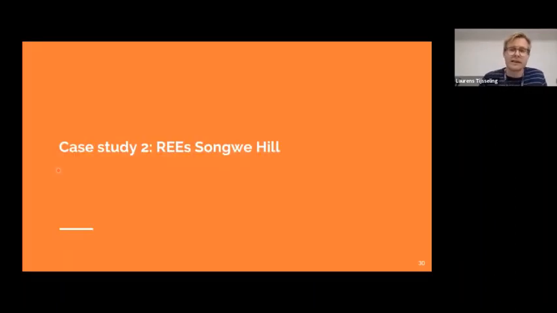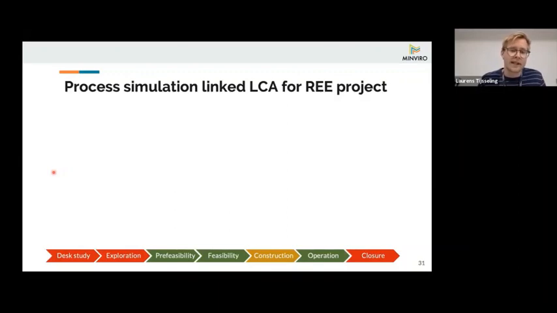Okay, so now let's move to our second case study, which is a non-operational pre-feasibility project in Malawi, looking into the production of a rare earth oxide called Songwe Hill. And what we did in this case, we decided to link process simulation with life cycle assessment to assess the difference in carbon footprint for a number of different technical solutions.